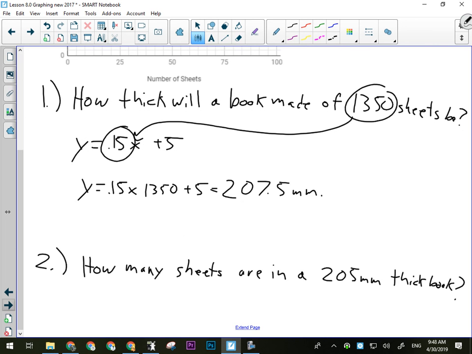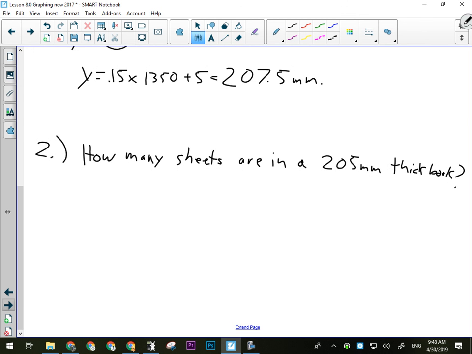All right, question number 2 wants to know how many sheets there are in a 205 millimeter thick book. They told me y or x there. That's a y value, it's the thickness. So I'm looking for the number of sheets, which is on the x-axis. So I've got to manipulate y equals 0.15 times x plus 5 for x.